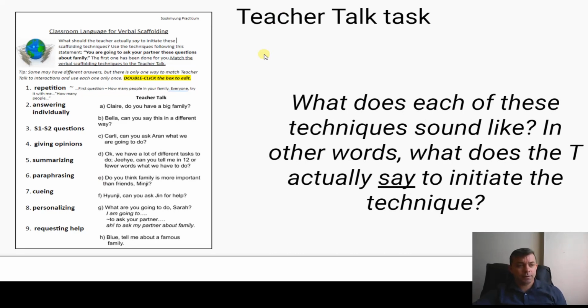Next, you have your teacher talk task. This is available for you in your Google Classroom post. And what you're going to do is you're going to match the techniques to potential teacher talk. In order to edit the box and write the correct letter, please double click it when you're in there. And please take a moment to do that now.